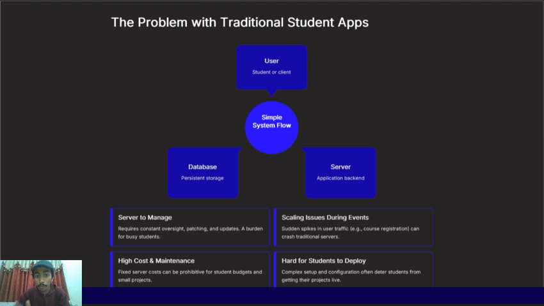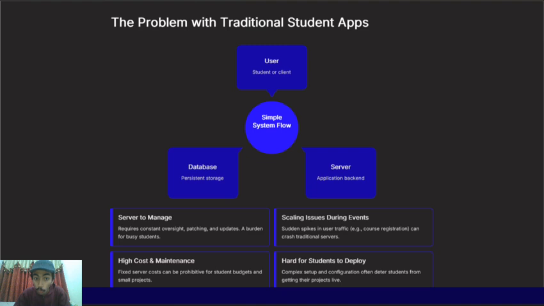Someone has to keep it running, update it, and fix things when it breaks, so that it can keep running consistently. For students juggling classes and exams, that's a burden. Secondly, scaling becomes a nightmare during events like course registration or society sign-ups. Traffic spikes suddenly. Traditional servers cannot handle that and crash at the worst time.